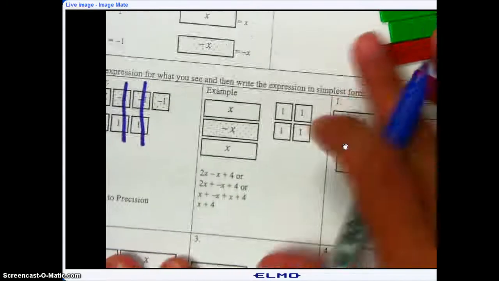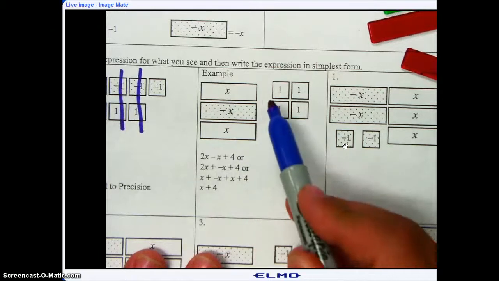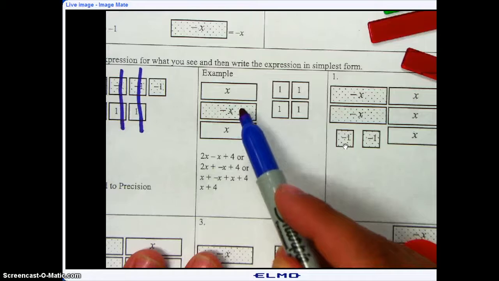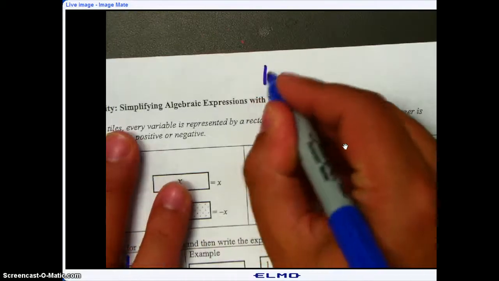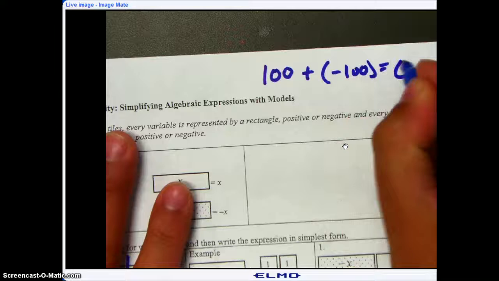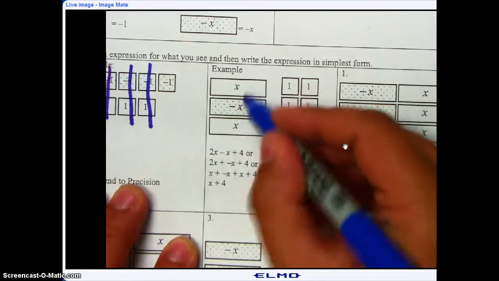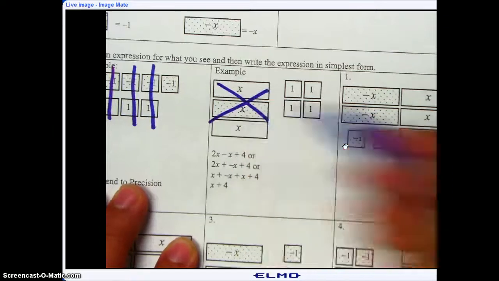Let's move on to number 2. The point of this is it's the same thing. If you have a positive x and then you have a negative x, well, if you have any number and then you add its opposite, what do you always get? Watch. Any number plus its opposite. 100. What's the opposite of 100? -100. What do you get? 0. So any number plus its opposite equals 0. So this right here is also a 0 pair. Even though it's x's, we can still get rid of it.